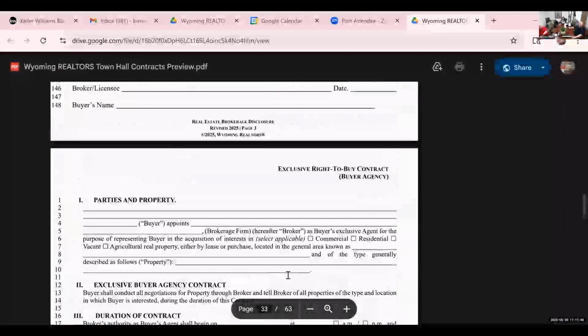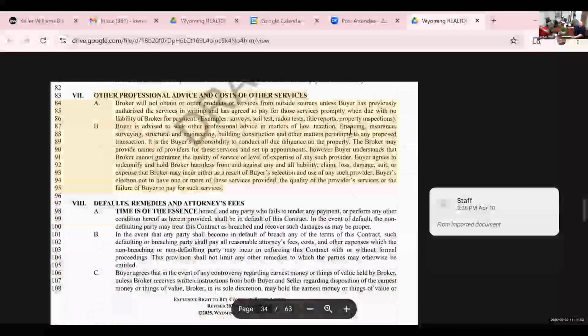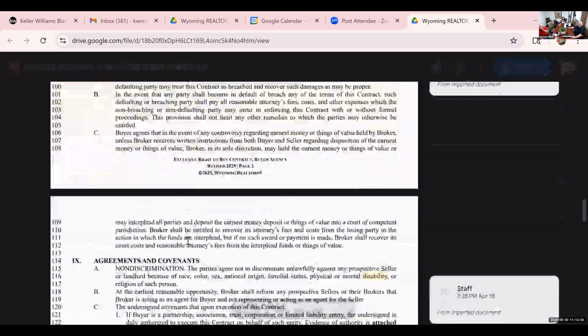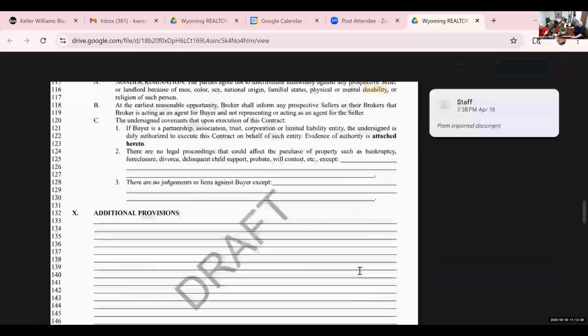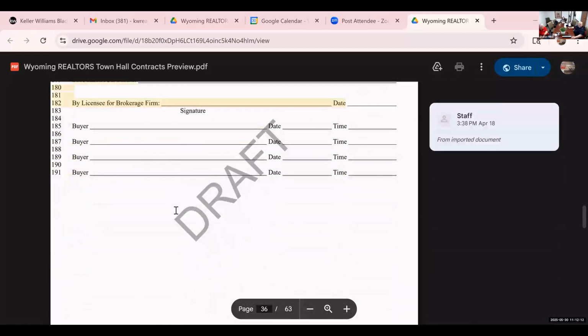So here's your buyer agency agreement. I told you that they added this language in or tweaked it a little bit, but there's your for professional services language again. Please have the conversation. Please, please, please. Make sure they understand it. Brokerage firm, not much new in that one.